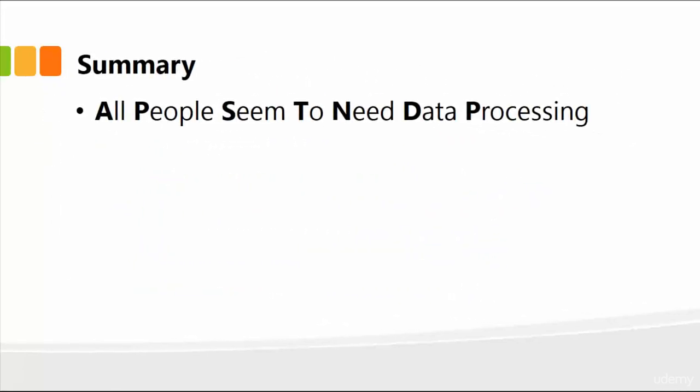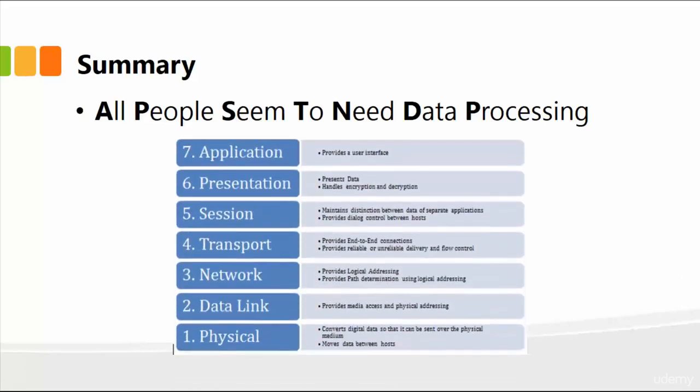All right, let's summarize and let's revise. Here's the question for everyone. All people seem to need data processing. We memorized this in our previous lessons, right? These are the OSI layers. So let's go ahead. What stands for A? Application. Great. Then we have the presentation. Perfect. Next is the session. Transport. Network. Data link. And then finally the physical layer. Perfect.